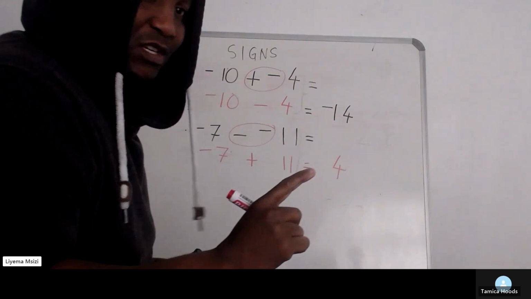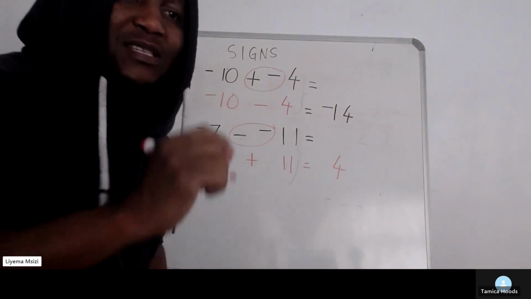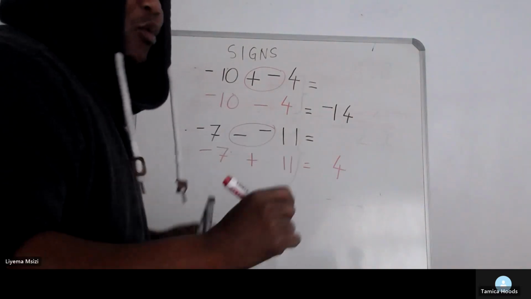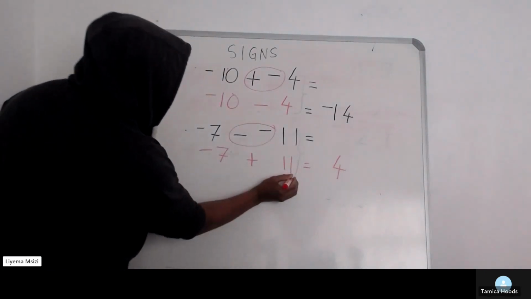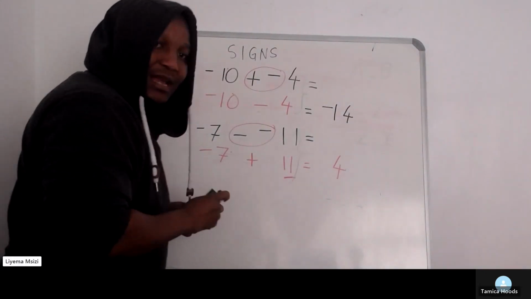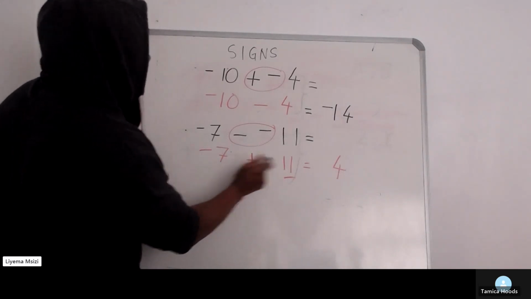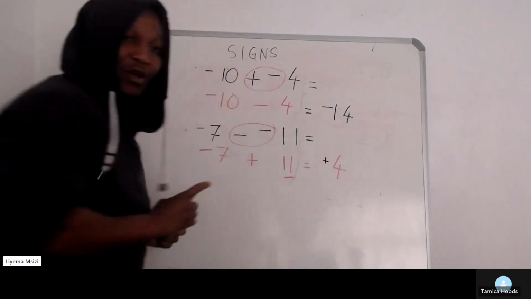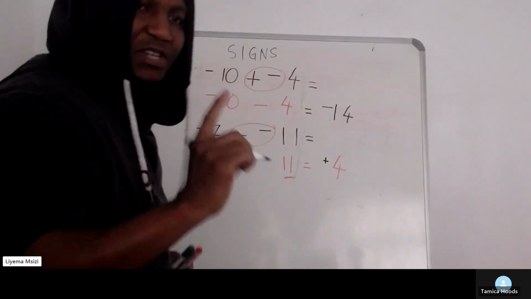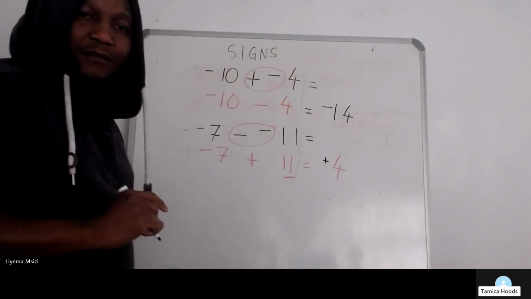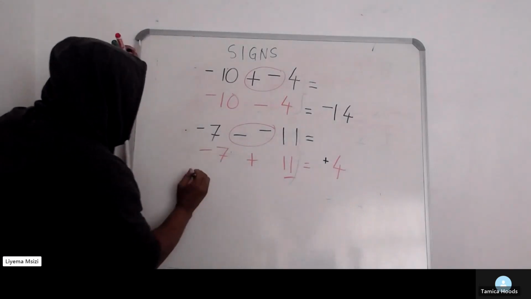And then when you finish, we have to look at the sign of the bigger number. What is my bigger number? My bigger number is 11. And then I have to look on the left of the number. What is the sign of 11? Plus. So this is plus. For example, any questions so far? No. Okay.